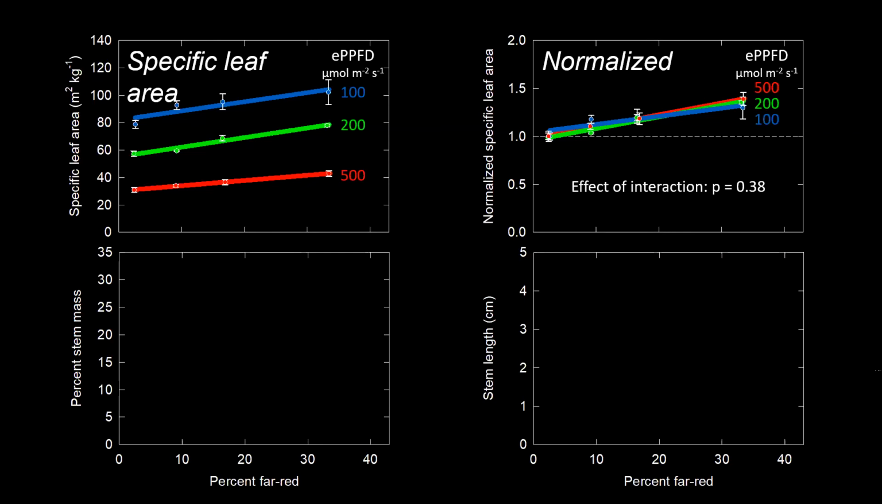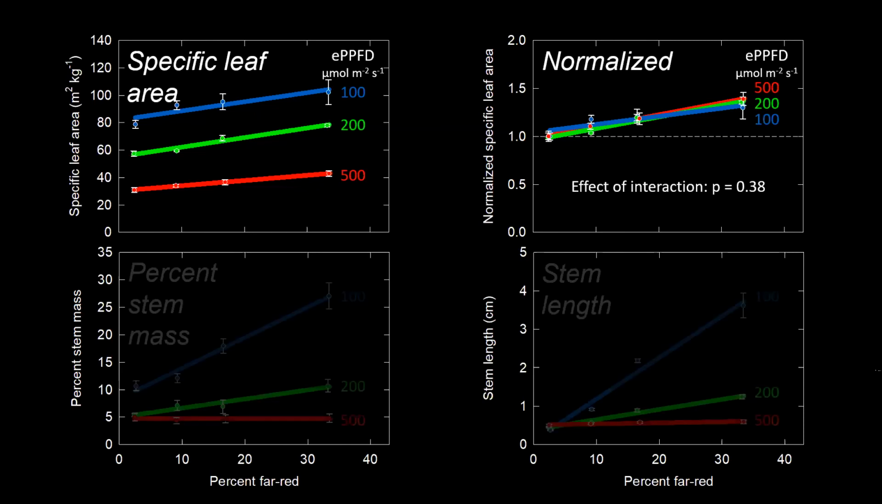partitioning to the leaves. As specific leaf area increases, you'll have a much thinner leaf that's spread over a wider area. And what we found with the data is that specific leaf area under all three intensities increased with increasing far red. Again, when we normalized it to the no added far red control, we saw no interaction between intensity and far red. So this to us indicated that far red was not changing leaf expansion at these different intensities, and something else was controlling that total leaf area response.